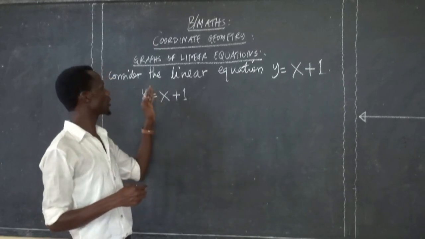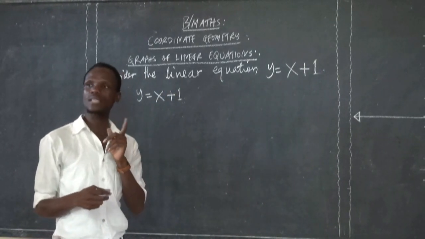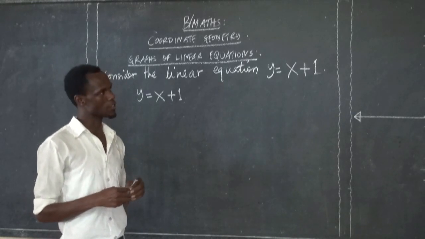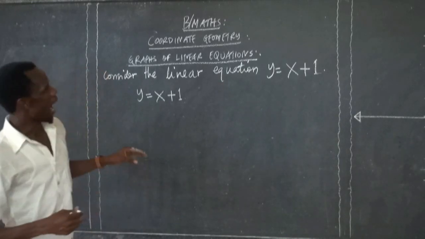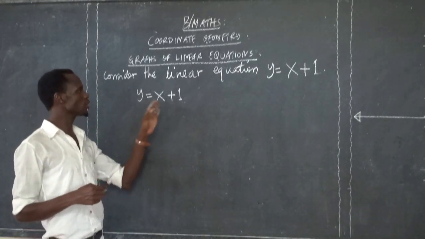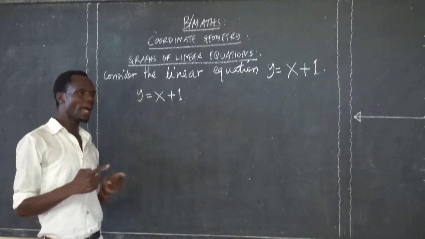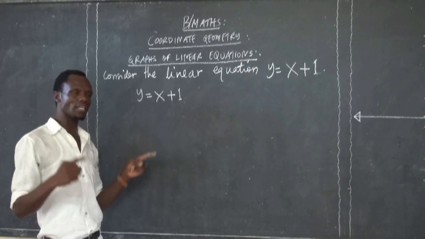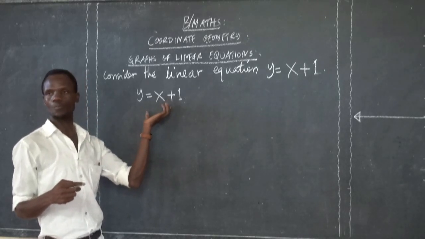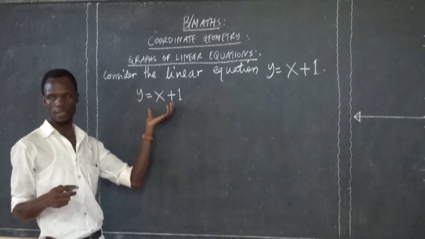Now we're talking about the equation of a straight line, and what we expect is a straight line. That is what we must expect. I have written here the equation, y = x + 1. Even if you find an equation which is written in a different form, you must convert it to this form, because this is how the equation is written.